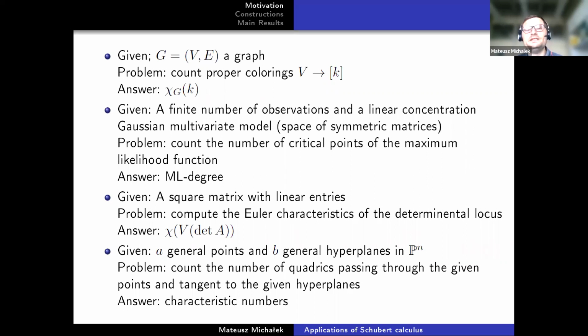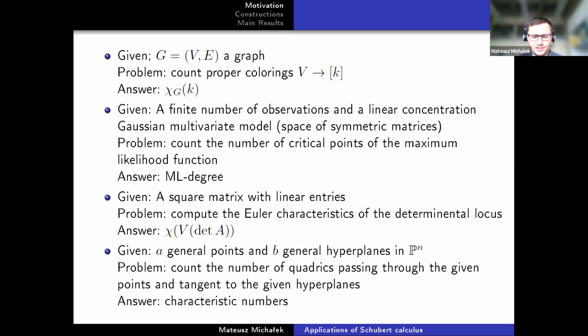And in this talk, I will be interested in so-called linear concentration Gaussian multivariate models, where our space of matrices, a linear space of symmetric matrices, will be fixed, or even more precisely, we will fix in which linear space the inverse of the symmetric matrix belongs. Okay, so we fixed some space of symmetric matrices that we allow for our model, but what's the problem here?